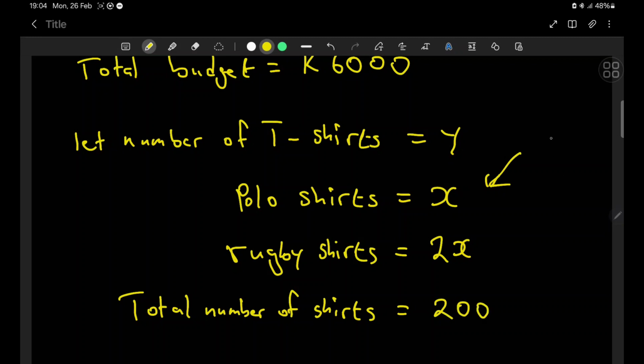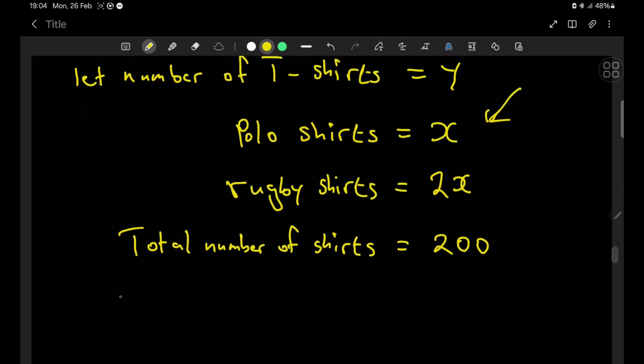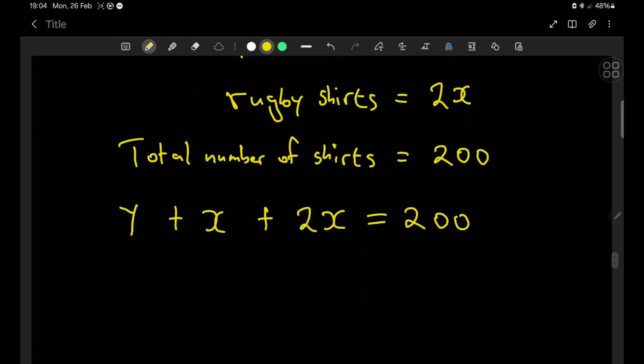So we can form an equation out of these variables. That is, we have y, that is the t-shirts, plus x, which is the polo shirts, plus the rugby shirts, which is 2x, and then we equate to 200. This is the total number of shirts that we require. Then we can simplify. So this is 3x plus y is equal to 200. And we can call this our equation 1.